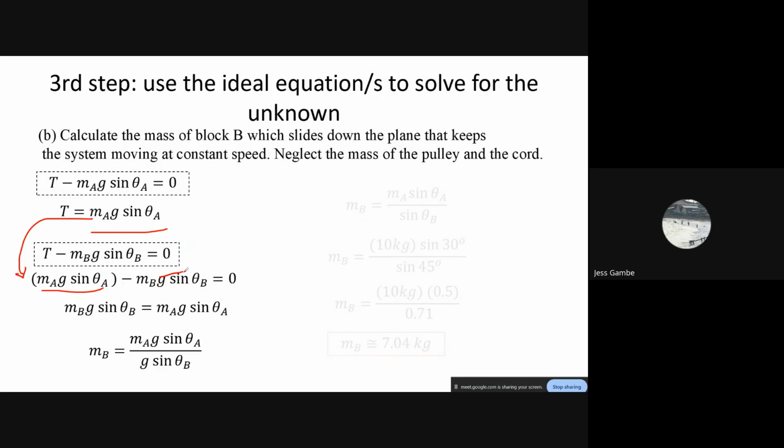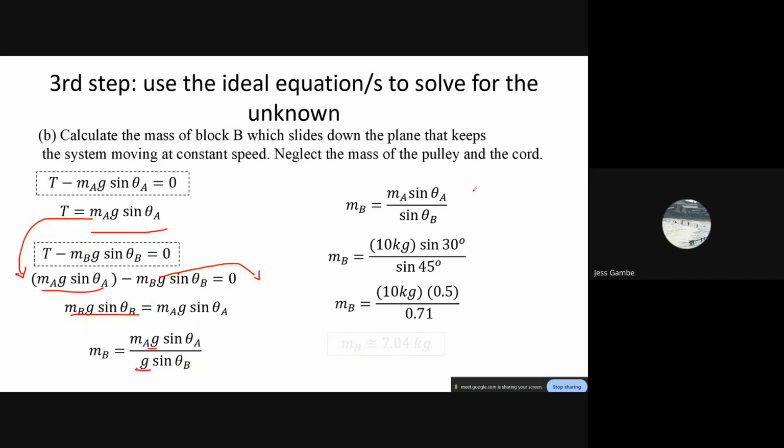Then we transpose the second term to the other side. So we have this one. Then we rewrite the expression in terms of MB. In this case, what we want to find is MB. You can transpose MB on this side. Then we can cancel out the G's since they are present on both terms.